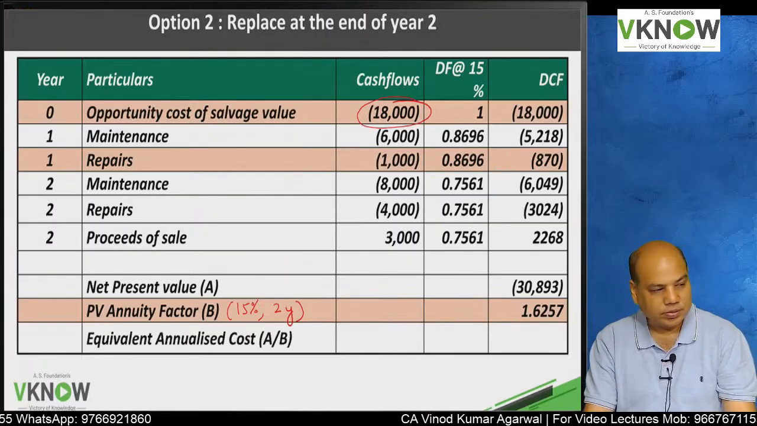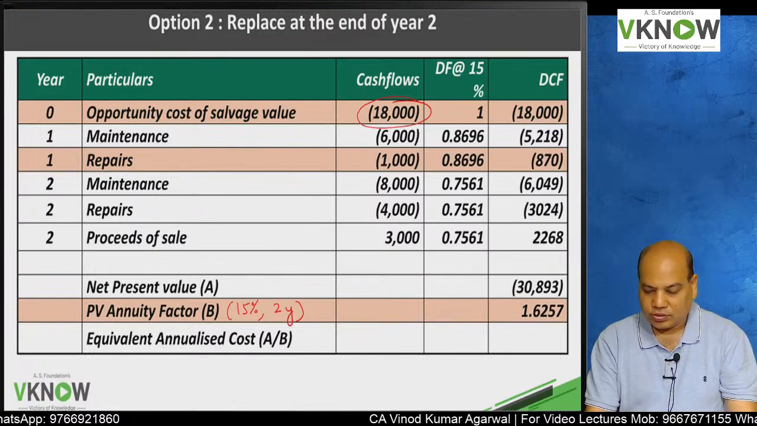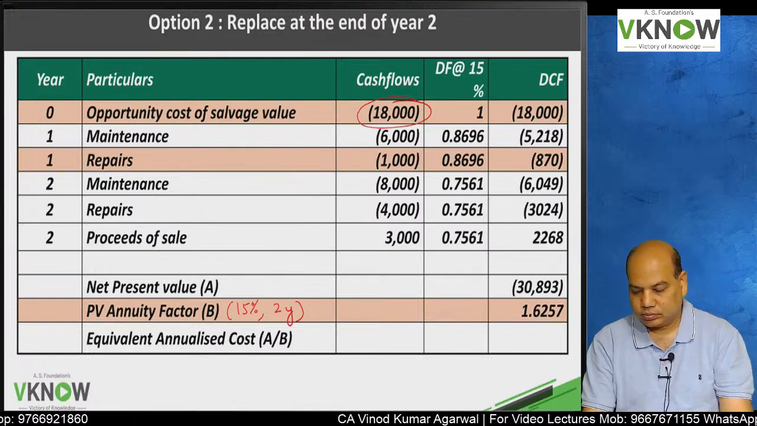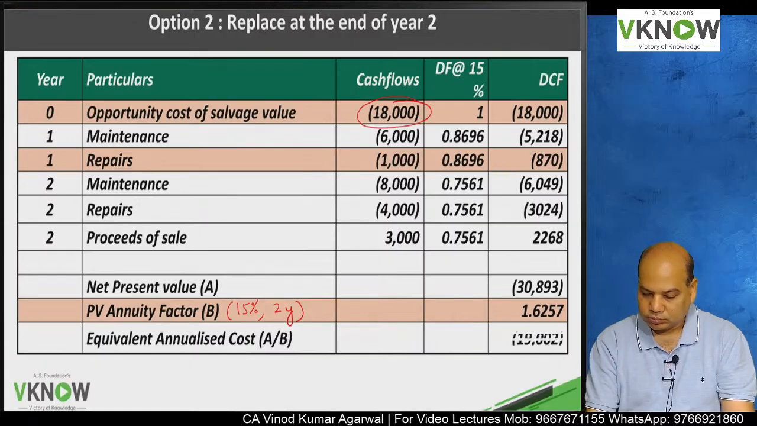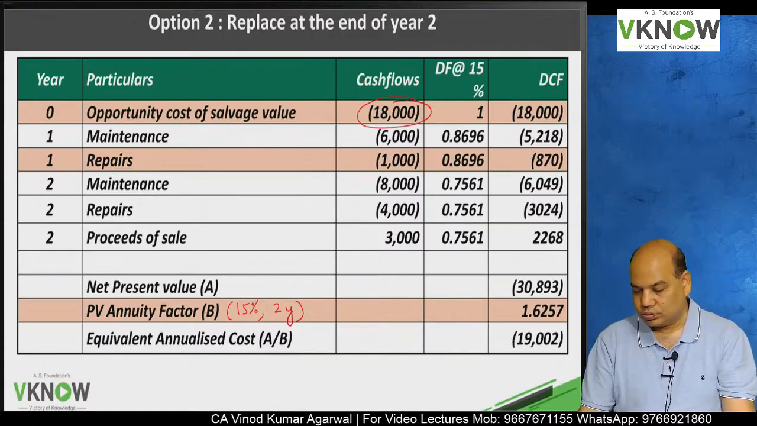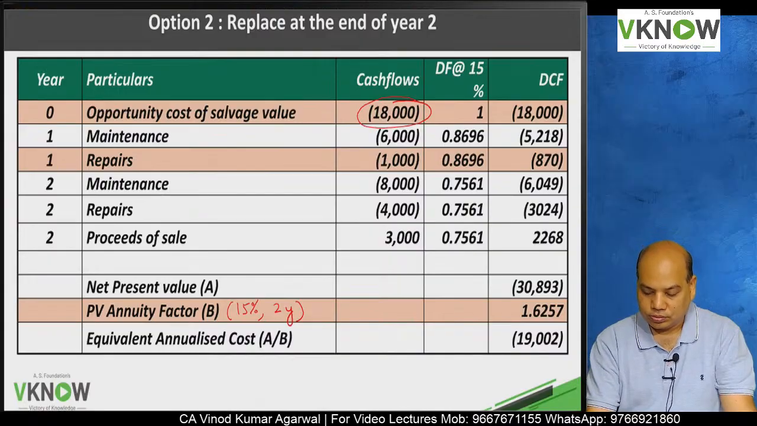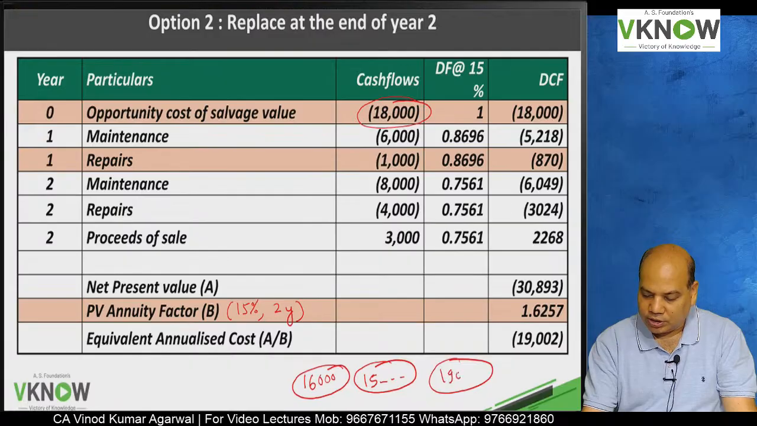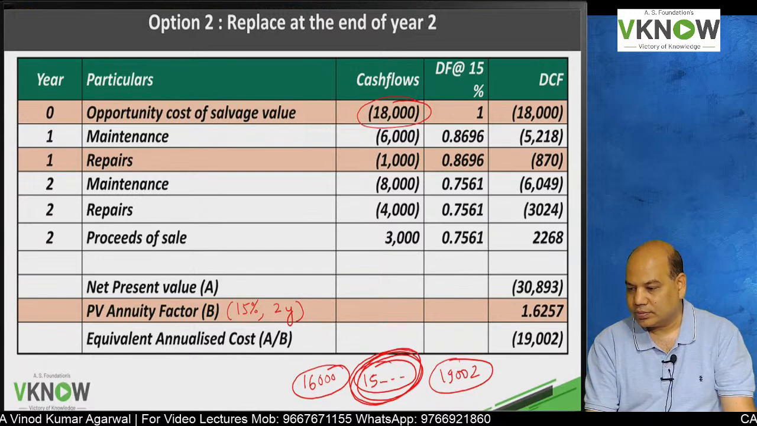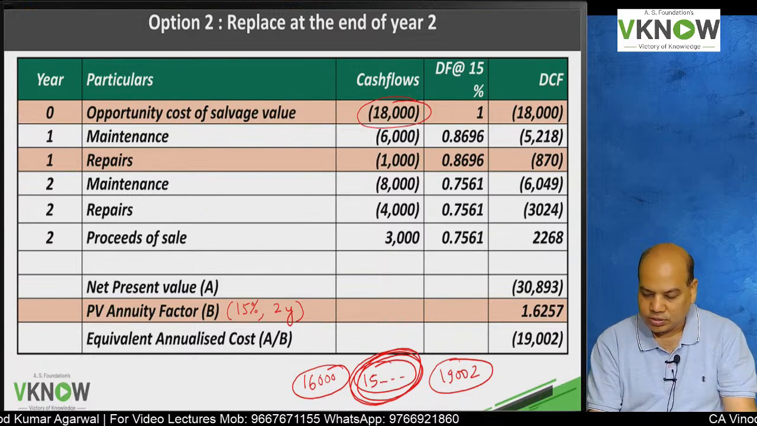Equivalent annualized cost, A upon B. 19,002. So I have 3 numbers to compare. 16,000. Previous was 15,000 something. And now it is 19,002. This is lowest. Can you see this is lowest?